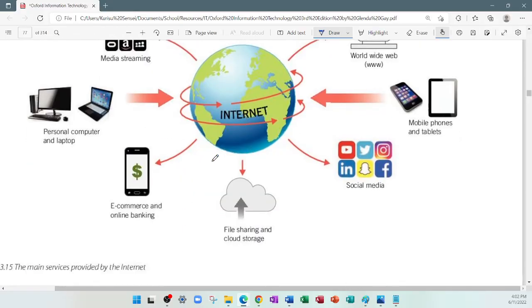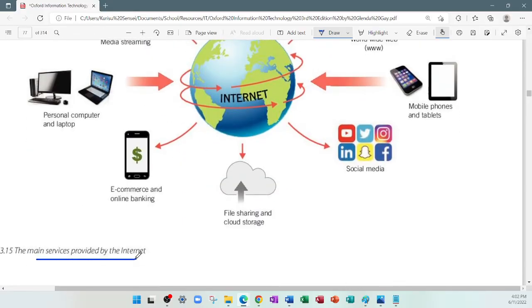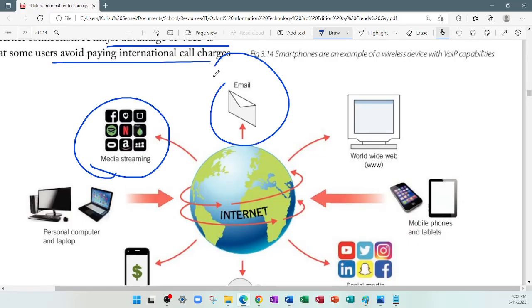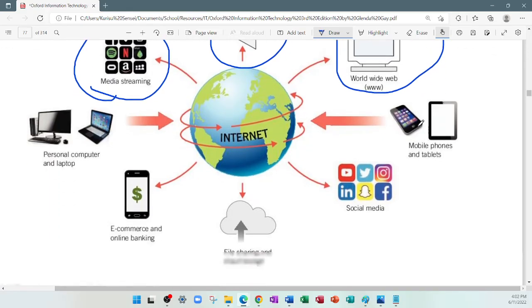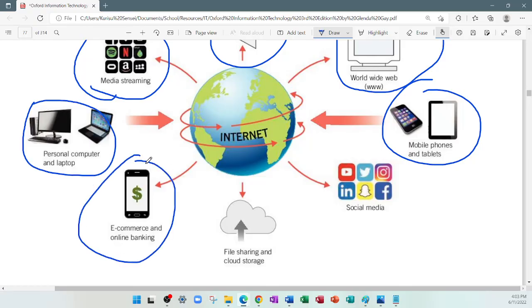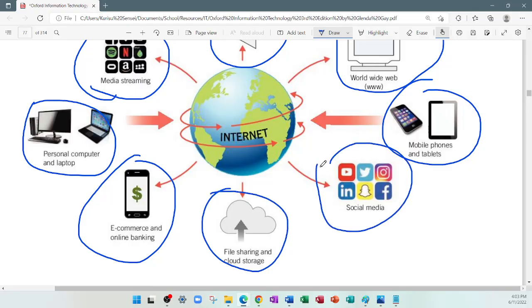So this diagram here shows some services that we get because of the internet. We can stream media like Facebook, YouTube, Netflix. We can send email. We can access various websites. We can use various services and various devices to access the internet. We can do our online banking. We can buy stuff online. We can send and receive files, and we can get social media services, communication, and so on.